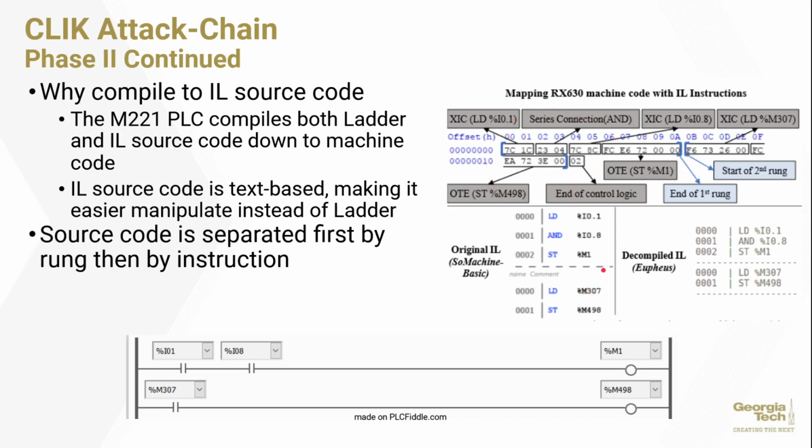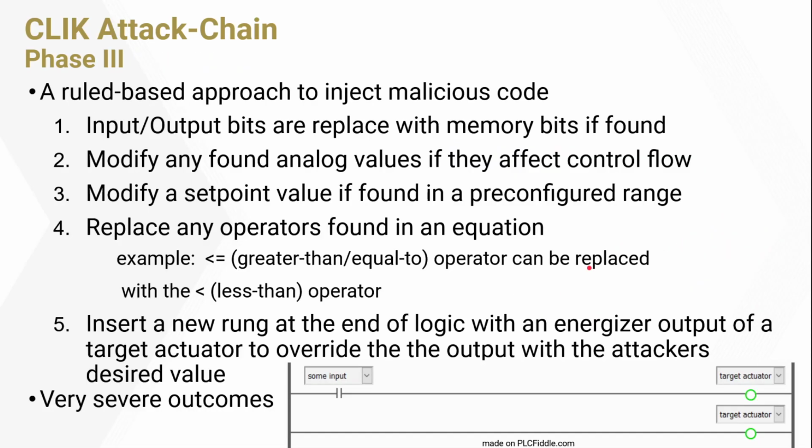And what's really happening within CLIK is it's creating this right here, which is the IL instructions. And this is what's going to be parsed through in phase 3. So in phase 3, there's the rule-based approach to inject this malicious code. Now there's 5 rules. Some of these rules include inputs and outputs are replaced with memory bits. Rule 4, for instance, replaces operators found in equations. So if there's, say, a greater than or equal to that's comparing two values, it could be replaced with a less than operator.